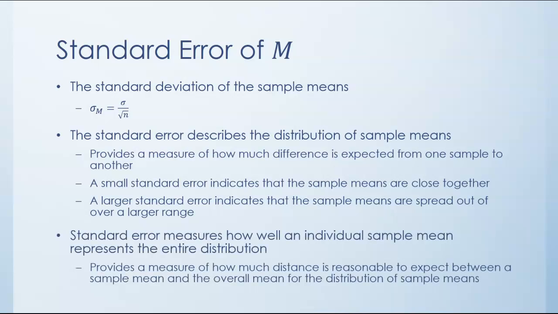So standard error measures how an individual sample represents the entire distribution. It provides a measure of how much distance is reasonable to be expected between a sample mean and the overall mean of the distribution. Again, we're talking about the average of all of the samples versus one singular sample. That's what we're talking about when we talk about sample distribution. We're talking about all of the samples we could possibly have, what is their mean, and then we are comparing that to one specific sample.